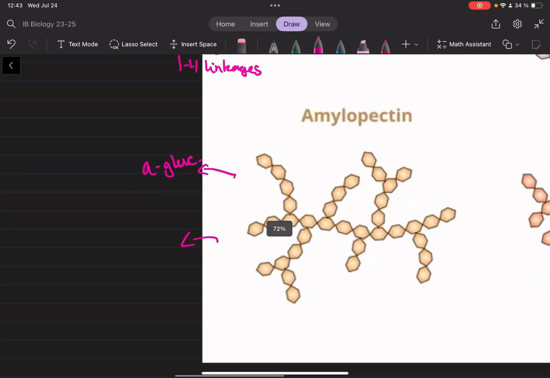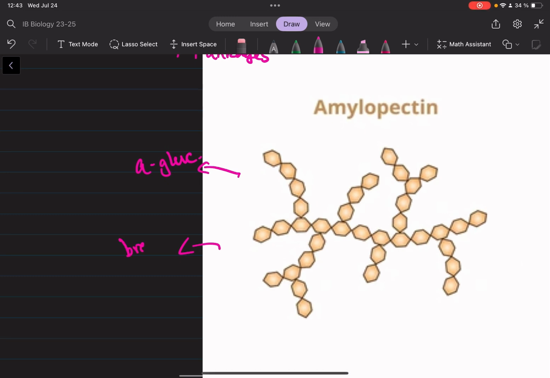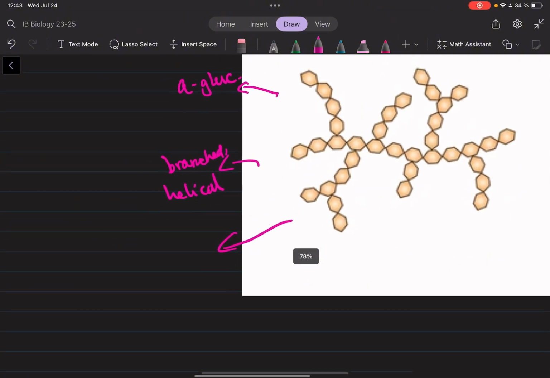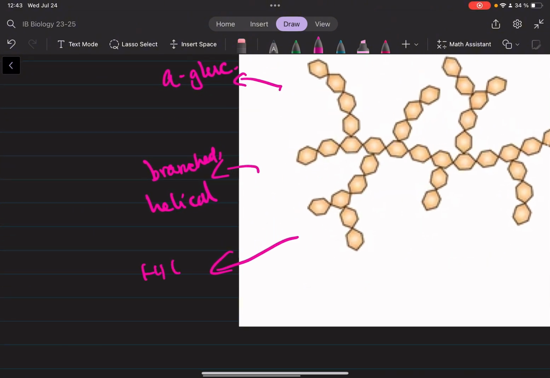It's branched and also helical. And in comparison, it's got 1 to 4 linkages, but it also has 1 to 6 linkages, which is how it gets that branched look to it.